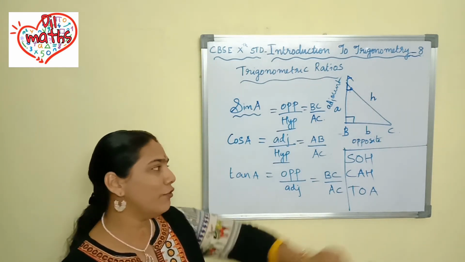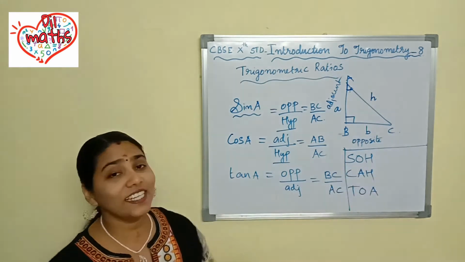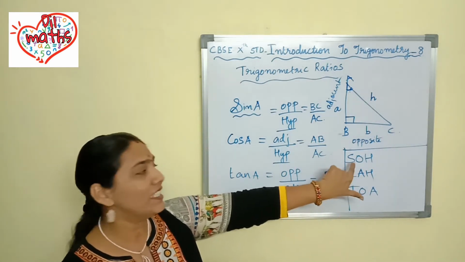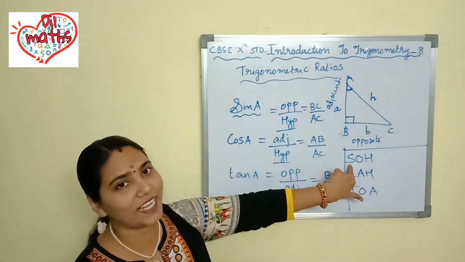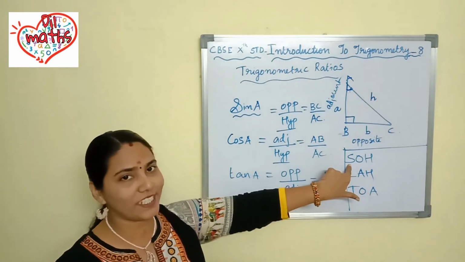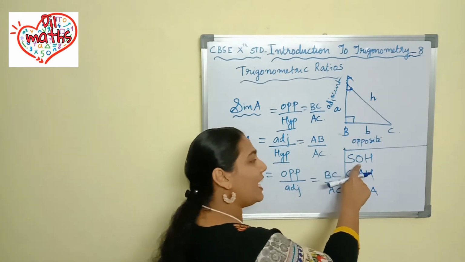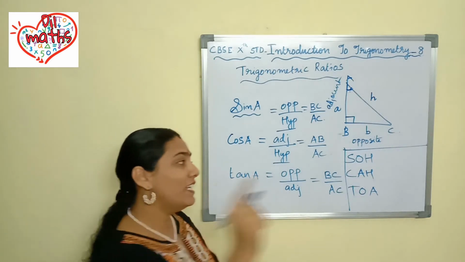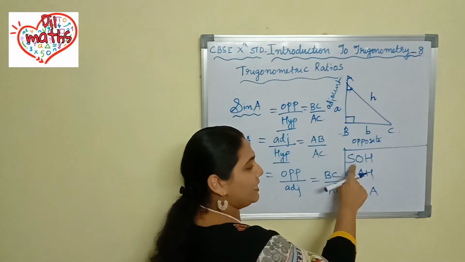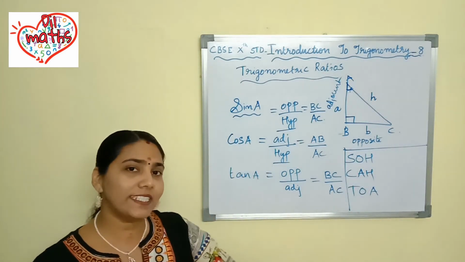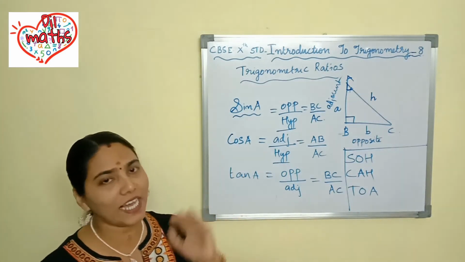In this So-ka-ta, first we take SOH. The first letter S stands for the trigonometric ratio sine. And O is for opposite, H for hypotenuse. So sine is equal to opposite divided by hypotenuse.